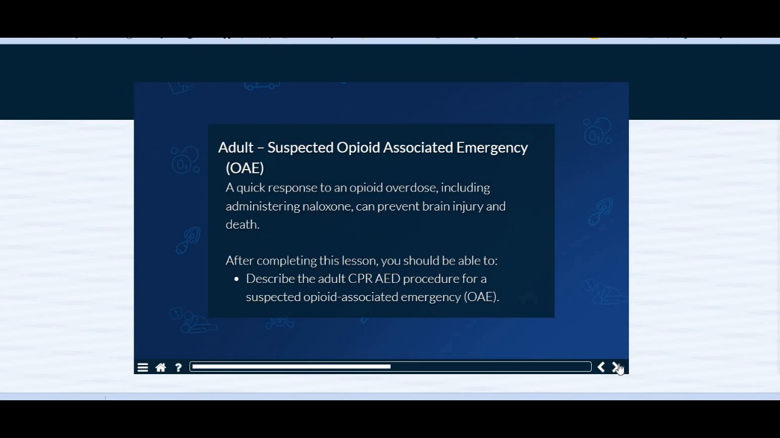Quick response to an opioid overdose, including administering naloxone, can prevent brain injury and death. After completing this lesson, you should be able to describe the adult CPR AED procedure for a suspected opioid-associated emergency, OAE.